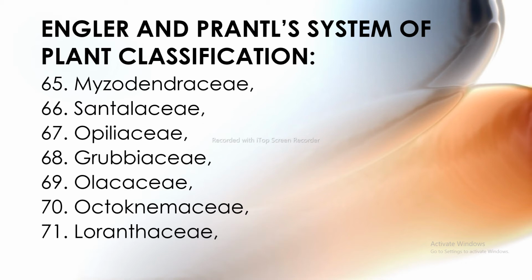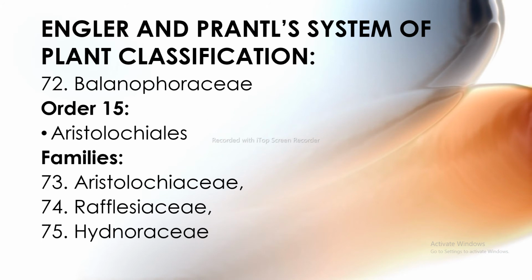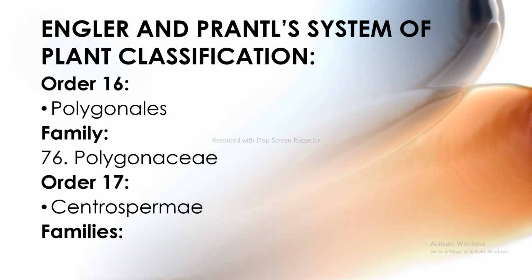Loranthaceae. Next is Balanophoraceae, and order 15 is Aristolochiales. Includes the family Aristolochiaceae. Next is Rafflesiaceae. Next is Hydnoraceae. Order 16 is Polygonales. Includes the family Polygonaceae. Order 17 is Centrospermae.